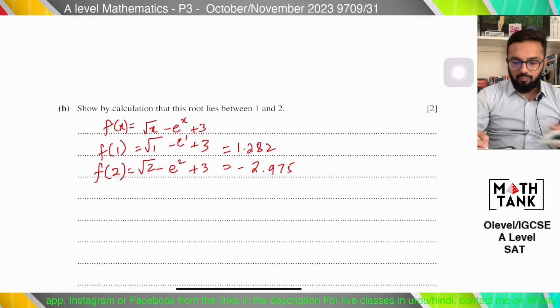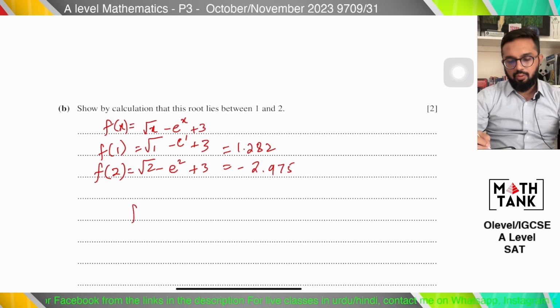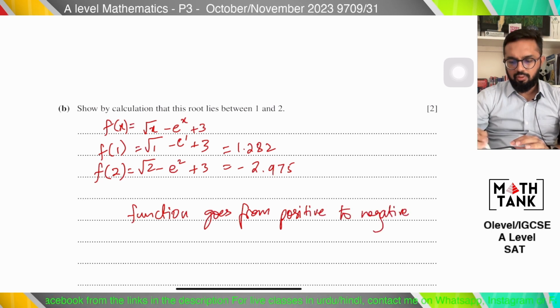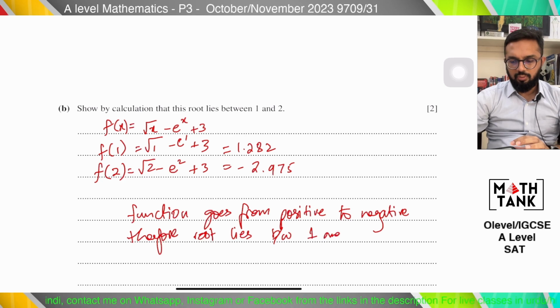So the function goes from positive to negative. The root lies between 1 and 2.